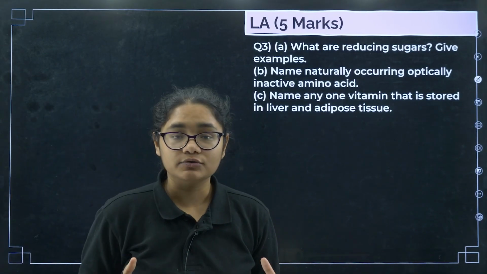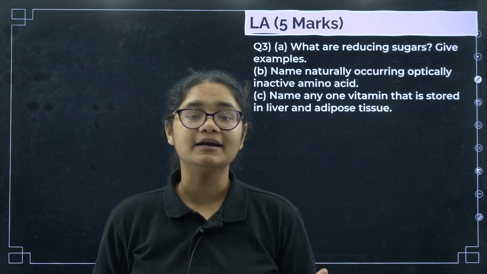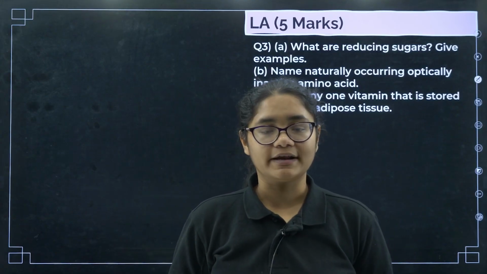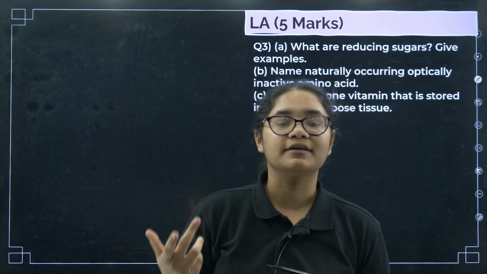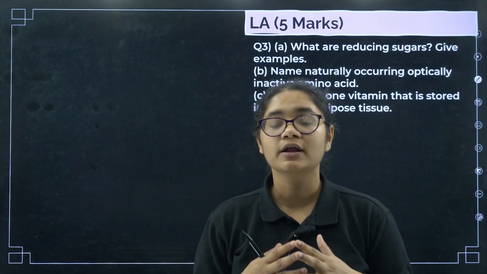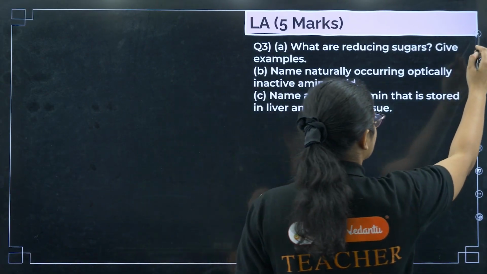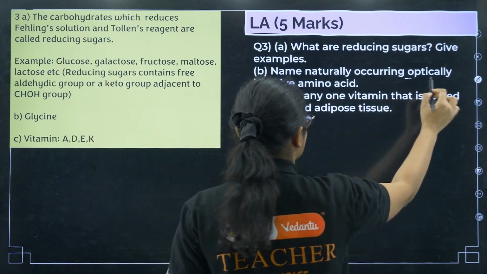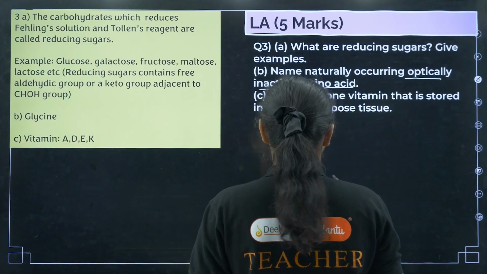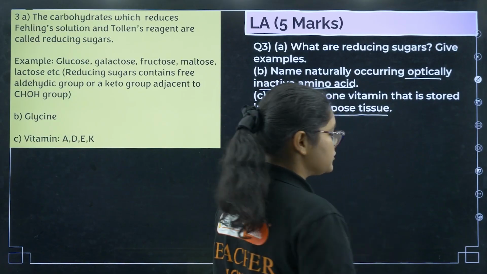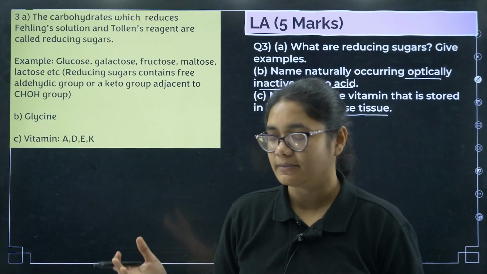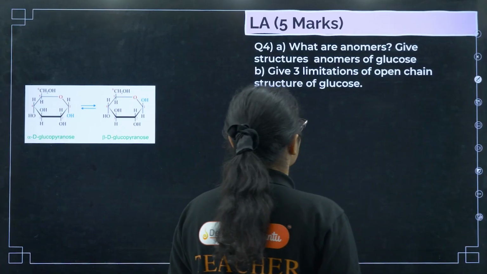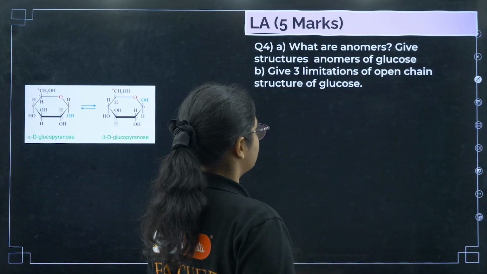Reducing sugars are those sugars which can reduce Tollens' reagent and Fehling's reagent. For example, all the monosaccharides are reducing sugars. Lactose and maltose are also reducing sugars, where you should have a free aldehyde group. Next, the naturally occurring optically inactive amino acid is glycine. Then the vitamins stored in adipose tissue are the fat soluble vitamins, that is A, D, E and K. Next we have question number 4: what are anomers? Give the structures of anomers of glucose.